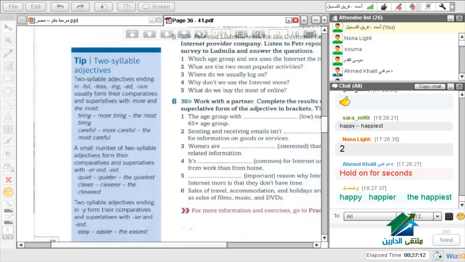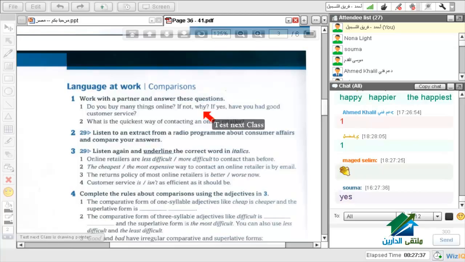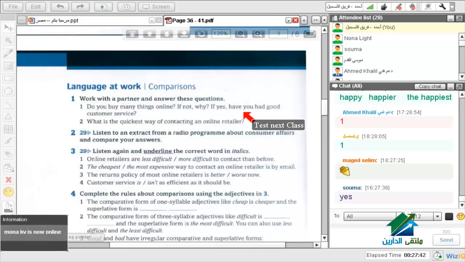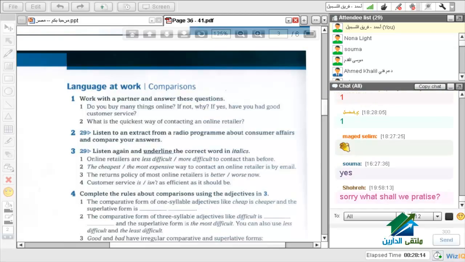Time for practice. I need 2 people now. I need 2 attendees, please. Someone to raise your hand, please. Raise your hand. Suma, ready. Mr. Khalil, please. I need 2 of them to practice this question, please. Okay, and I'm following. Suma, I will pass you the mic.